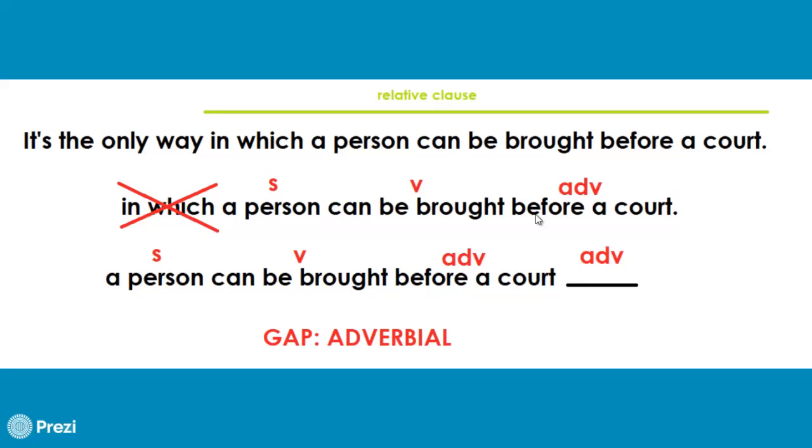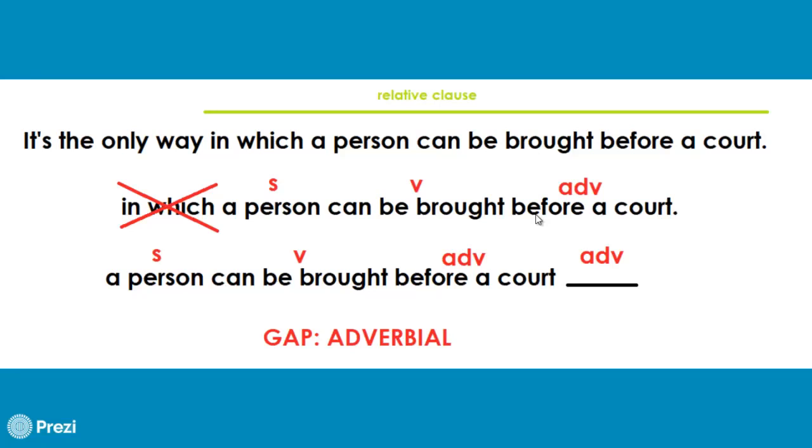So in this case, the missing element is still the word way, which is a noun, but which has an adverbial reference. A person can be brought before a court this way or in this way. So in this example, the gap is that of an adverbial. This adverbial can be removed from the clause without altering the meaning of the major clause.